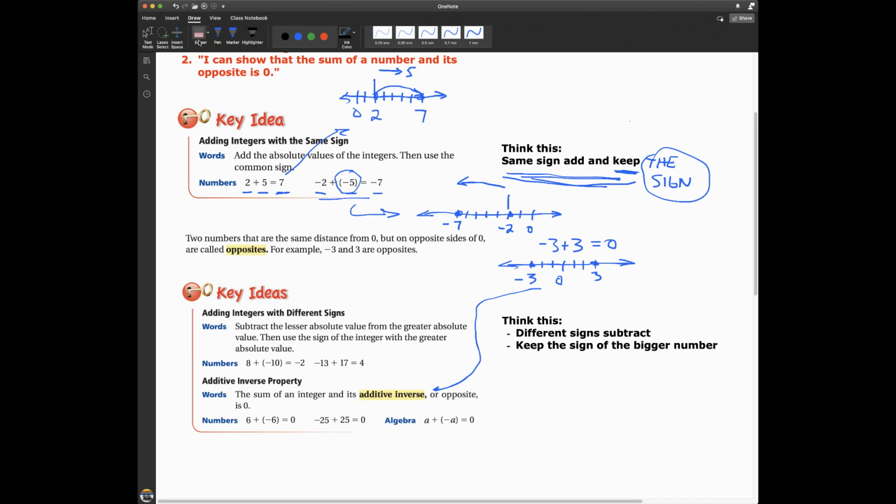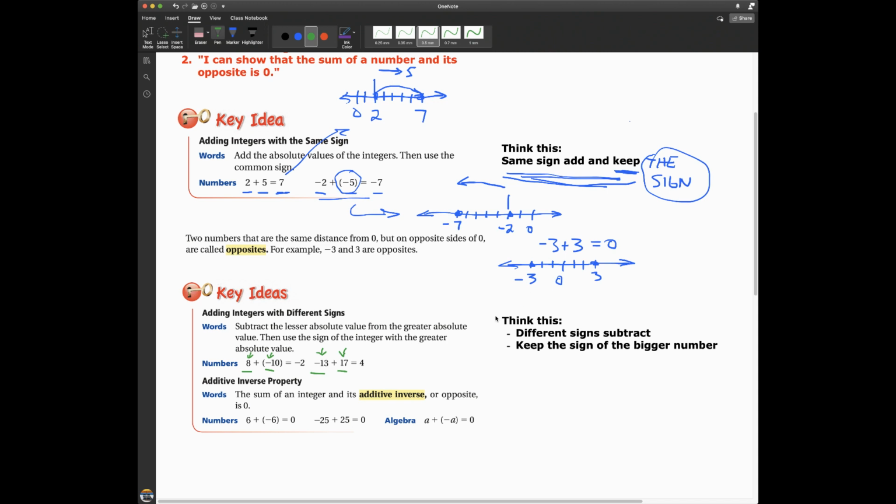Okay, so now let's talk about what happens when we add integers with different signs. So if I look at this problem, it says 8 plus -10. Those are different signs. This problem, -13 plus 17. And so this is a positive number, and this is a negative number. This is a negative number, and this is a positive number. So I'm adding integers with different signs.